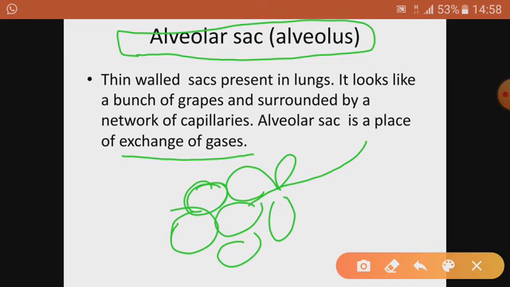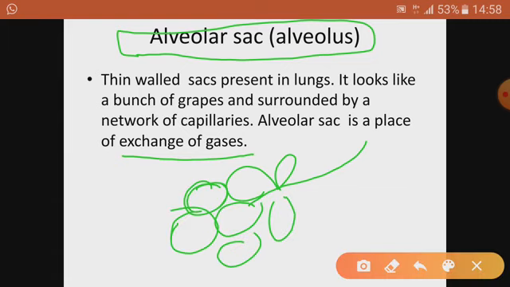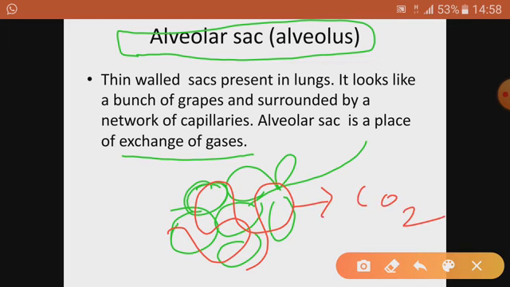Now you will be wondering what is exchange of gases. So I will show you that this alveolus is surrounded by blood capillaries. I have just magnified that image of the alveolus. Blood has the gaseous waste of our body, that is carbon dioxide, and this green structure, the alveolus, has oxygen. So oxygen will be given to the blood, it will diffuse into the blood, and carbon dioxide will be given to the alveolus. So this is called exchange of gases.